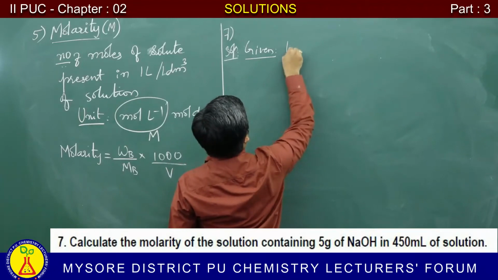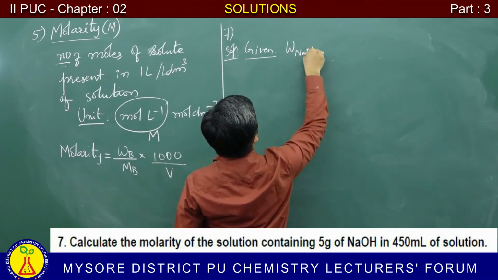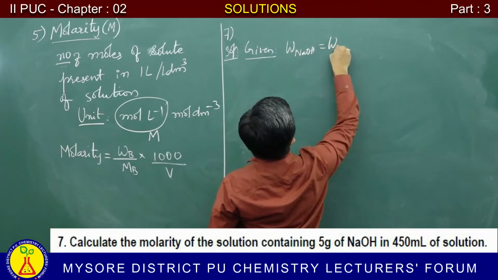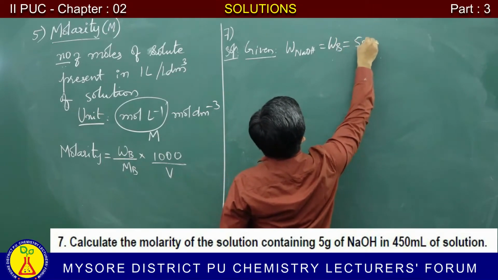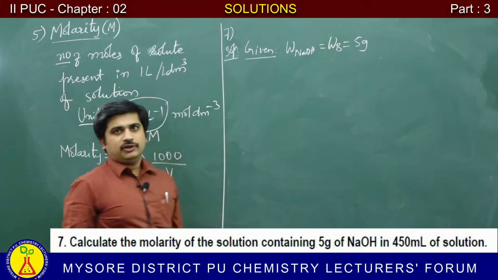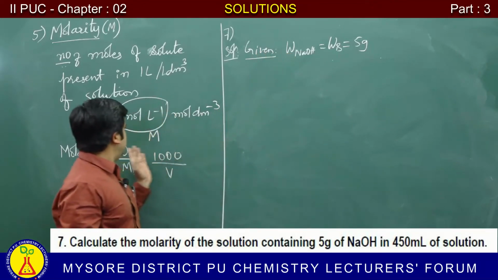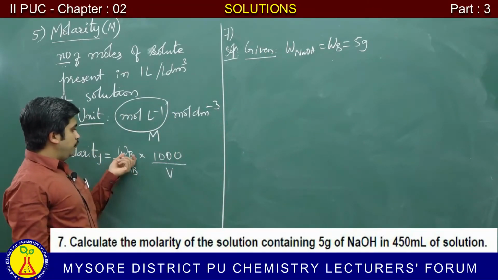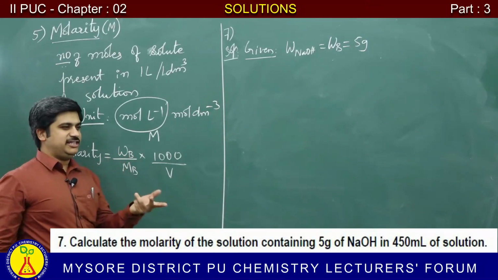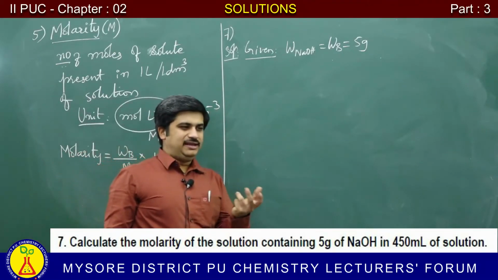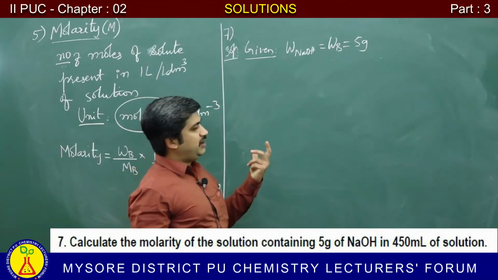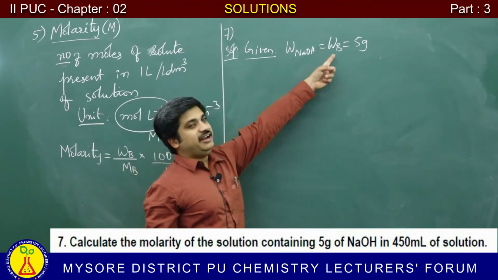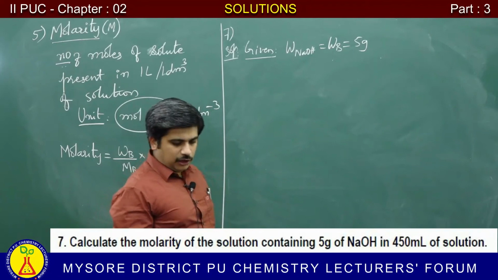So weight of NaOH, which we usually write as weight of solute, is 5 grams. You can directly take weight of NaOH and write the same thing in the formula. There is nothing wrong in that. But usually these are standard notations that we use while solving problems. So when we write WB, we should understand that it is weight of solute.